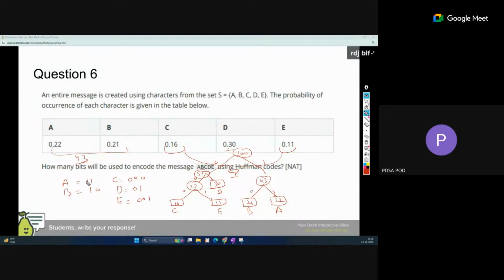Okay. So we have this message ABCDE. Just add all the bits: 2 plus 2 is 4, plus 2 is 6, plus 3 is 9, plus 3 is 12. A total of 12 bits are required for this message ABCDE.